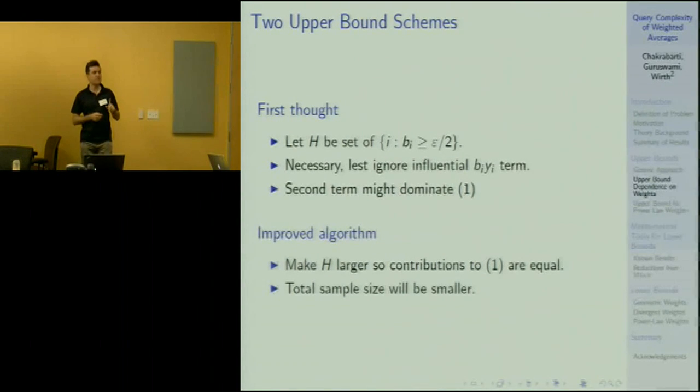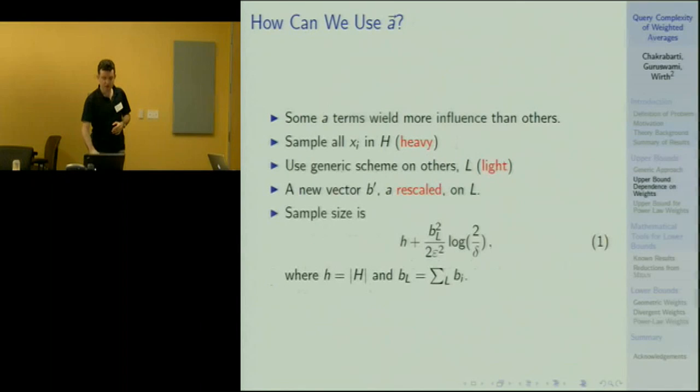So some other papers have worked on relative errors actually. Okay, so we want an additive error. So you have to look at some of these terms, and then somehow, we'll just do the generic scheme on everything else. The problem is that if you look back at this formula here, we might end up with a situation where the second term is actually significantly larger than the first.